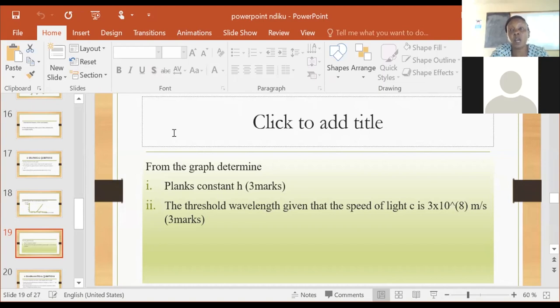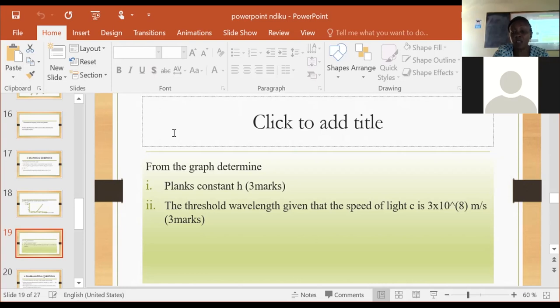When it comes to the calculation of the gradient, we get the change in y over change in x. That is change in kinetic energy divided by change in frequency. But it's important to note that when we are calculating this change in kinetic energy, remember the change must be multiplied by 10 power 19. And also in the denominator, the frequency will be times 10 power 14. And then you work out.